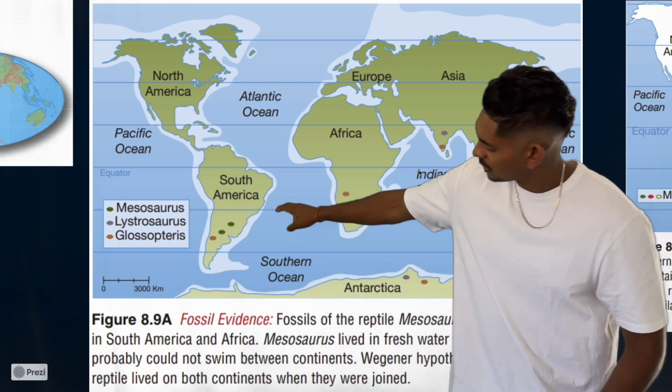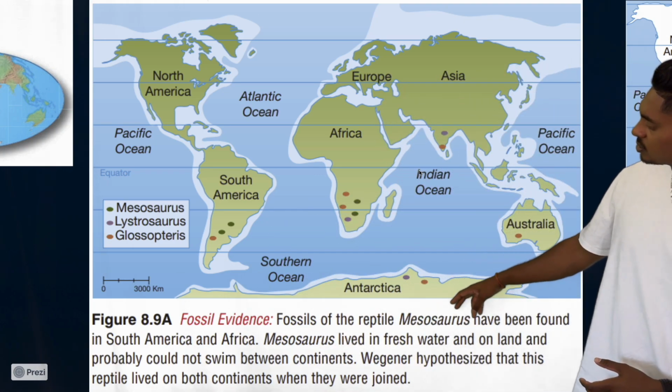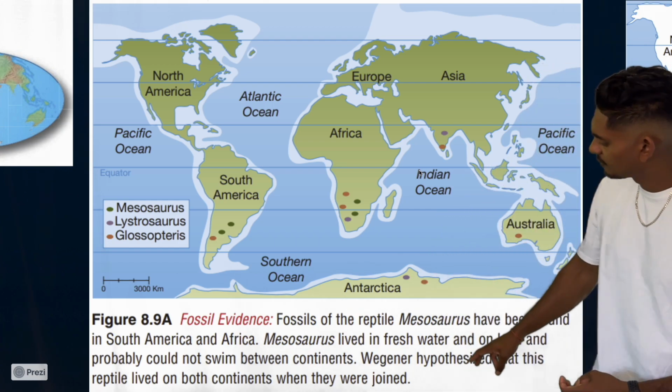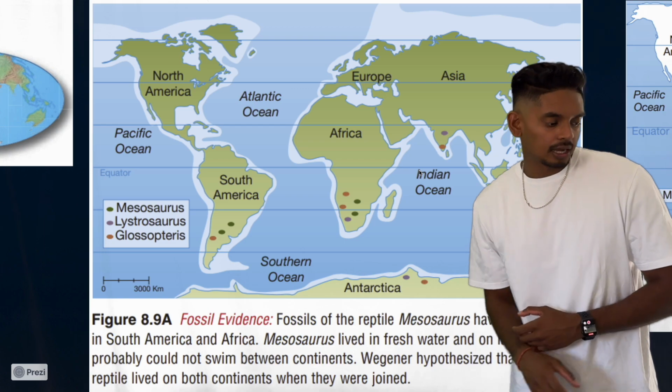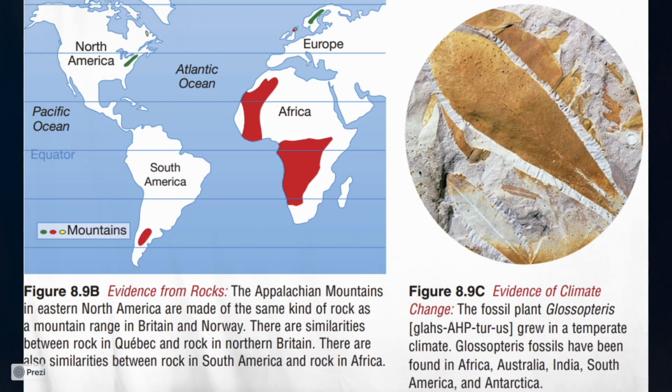Same thing with Australia and Antarctica. You can see that the Glossopteris fossils are both found there. And the Lystrosaurus, both found on Africa's very southern tip and Antarctica's northern tip. You have some more evidence from rocks. Okay, so fossils as well as rocks. You have the same types of mountain ranges existing on continents that are very far apart.